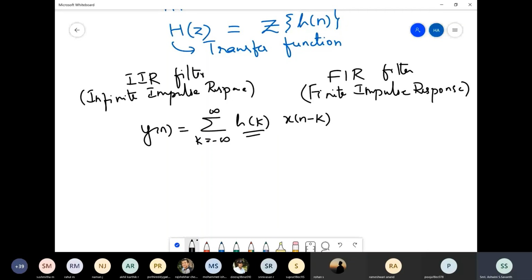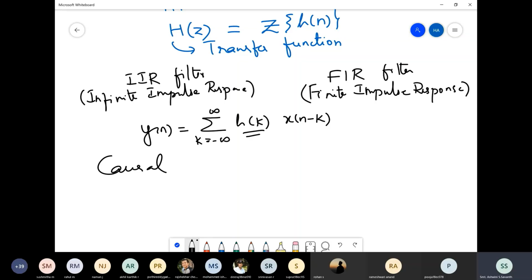Whatever said and done, we want both the filters to be causal. We are interested in designing causal filters because we don't want non-causal or anti-causal filters, because anti-causal filters are predictive in nature. You have to predict what the future is going to be. You know the difference between causal and anti-causal. Anti-causal depends on future inputs as well, so that we don't want to design. It's not that we don't have anti-causal filters, but here we are not interested in designing them. We are just interested in designing causal filters.